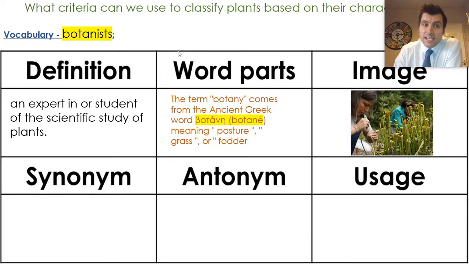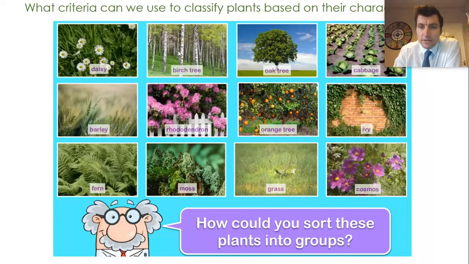Now, your first task then today will be to think of some synonyms, antonyms, and then to use the word botanist in a sentence. So you've got this sheet on your task sheet that's sent through today. Okay, so if you can have a go doing that.